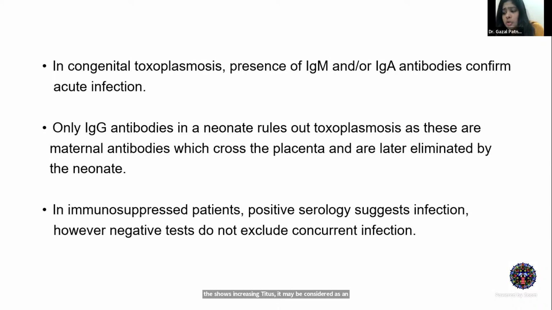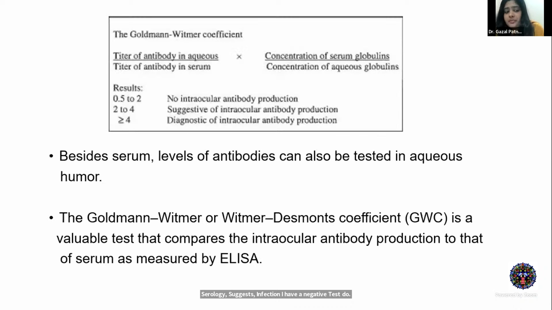In congenital toxoplasmosis, presence of IgM and or IgA confirms acute infection. Only IgG antibodies in a neonate do not confirm toxoplasma, because maternal antibodies also cross the placenta. In immunosuppressed patients, positive serology suggests infection. However, negative tests do not exclude concurrent infections.